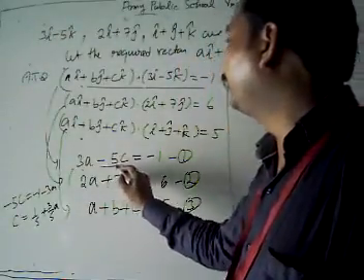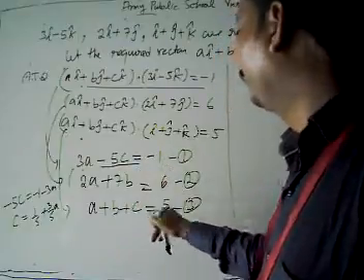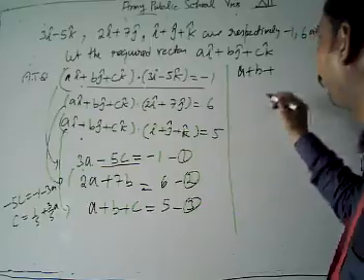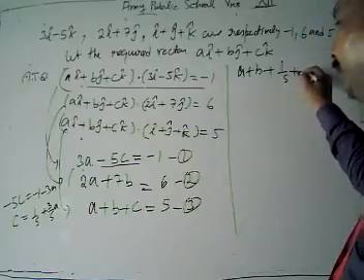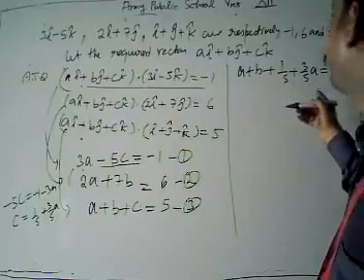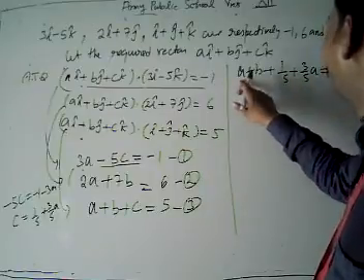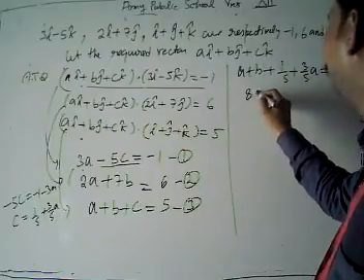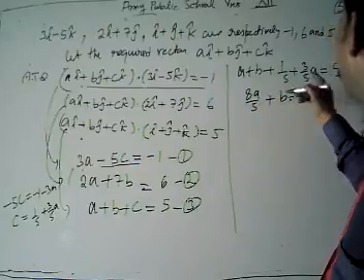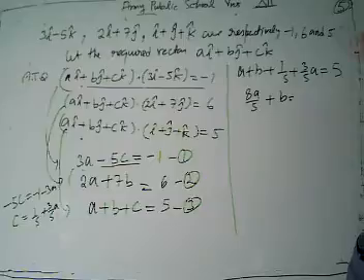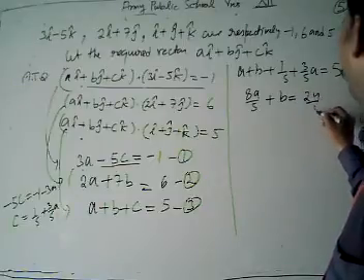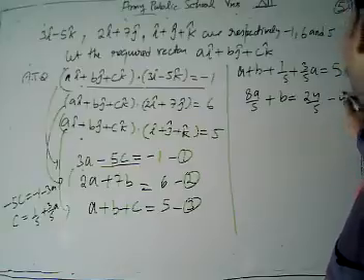From here we get the value of c and we are going to put it here. Then a plus b plus, in the place of c, we put 1 by 5 plus 3 by 5a, is equal to 5. Now we are going to solve this. Then 5a plus 3a, we get 8a upon 5, plus b is equal to 5 minus 1 by 5, then we get 25 minus 1, which is 24 by 5. We take this as equation number 4.